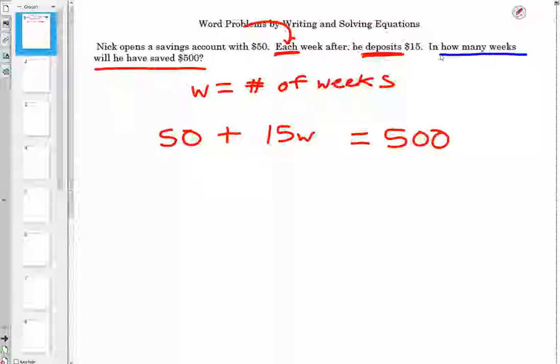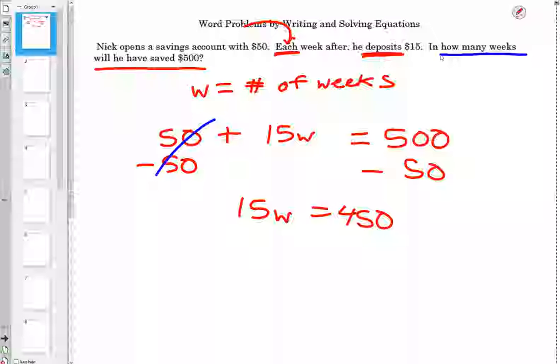All right, then that's it. This is the extra phase from last week to today's lesson. Because now once I get this far, now let's solve. What would I do first to solve? Very good. Cancel it out. So 15 times the number of weeks is equal to 150. After he made that initial deposit, he would deposit $15 each week until he got to 450. So we want to know how many weeks it's going to take.